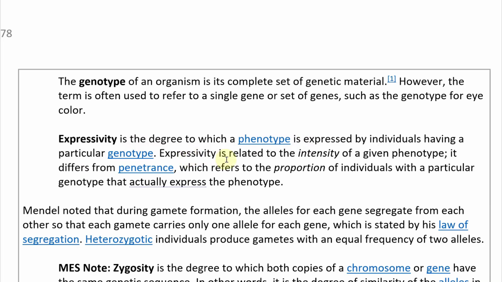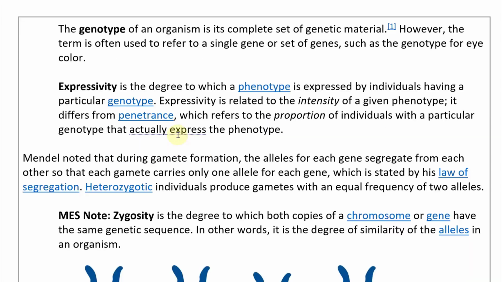So in other words, expressivity is related to the intensity of a given phenotype. It differs from penetrance, which refers to the proportion of individuals with a particular genotype that actually express the phenotype. So in other words, penetrance is an expressivity of 0. And if you have extremely dark blue eyes, that could be high, or 100%. If you have light blue, it could be 50%, for example. So expressivity is the intensity of the phenotype, or the observed characteristics. All right, so let's continue further.